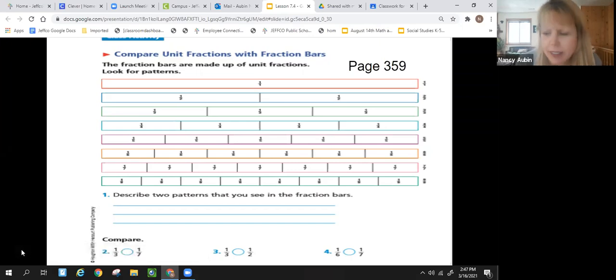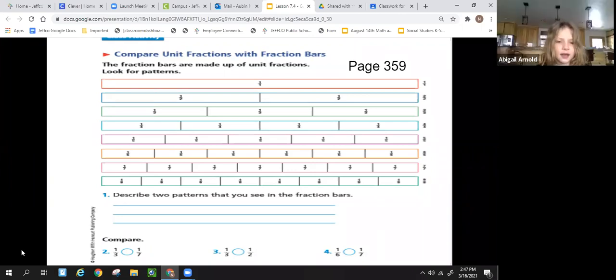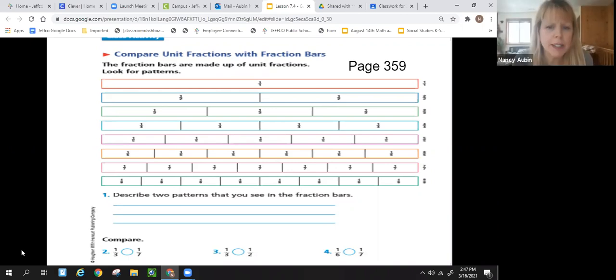Abby, what do you notice? I noticed that the numbers are going like in a mountain shape, but there's one line in between them going straight up. Okay, so it looks kind of like a mountain shape. That's interesting. Anybody else have an observation or pattern?